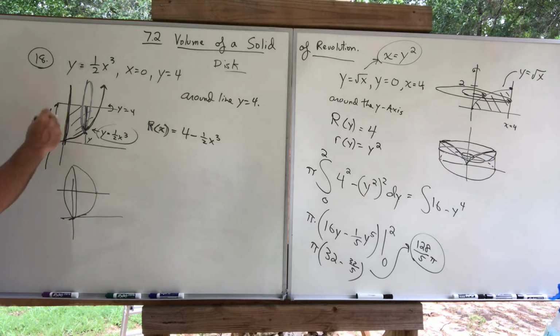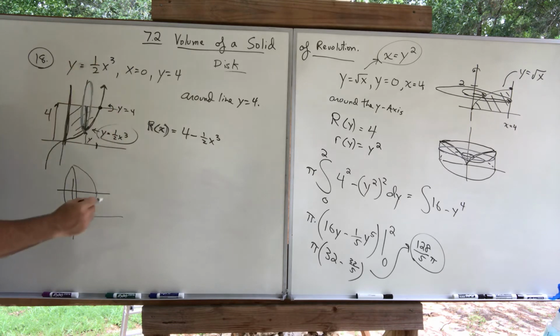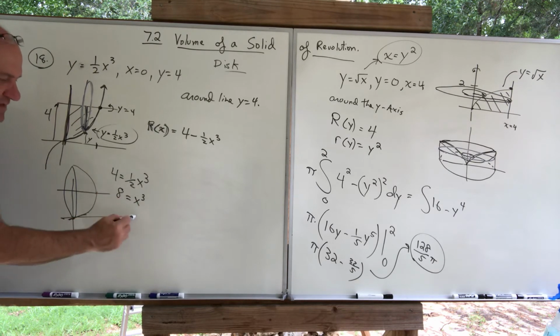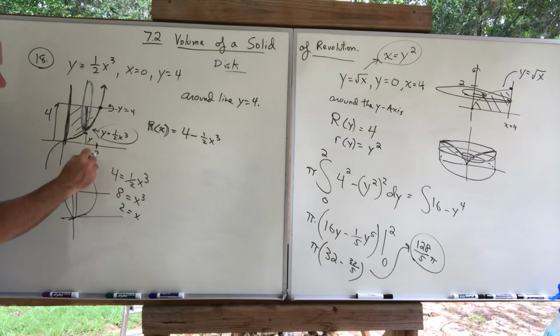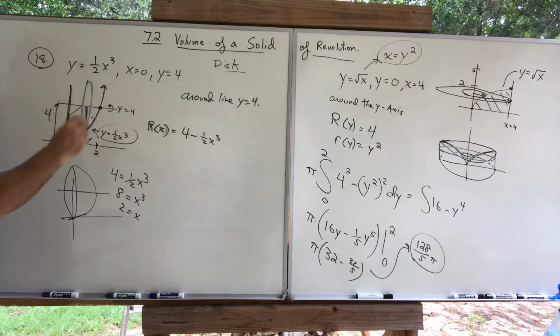Let's see, what else do I need to figure out? I think I need this x value. These disks are going to move from 0 to whatever that x value is. When y is 4, maybe I can figure out this x. When y is 4, multiplied by 2, that's 8. X cubed is 8, that means x is 2. Okay. When x is 2, y is 4, that's what I need.